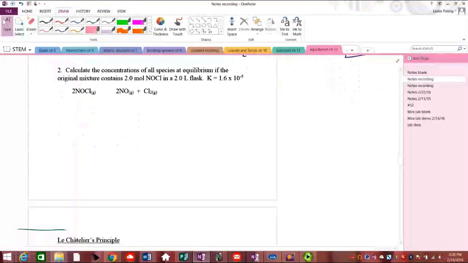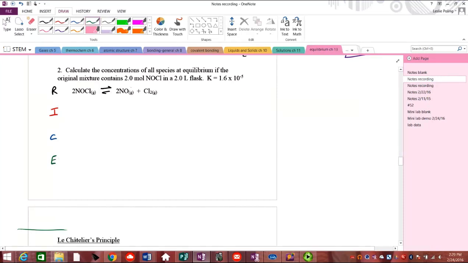Okay, there are a lot of different equilibrium problems we can do. So let's look at another variation. So there's our R for our reaction. We need our initial. We're going to need our change. We're going to need our equilibrium.